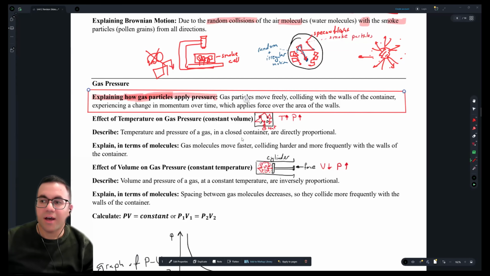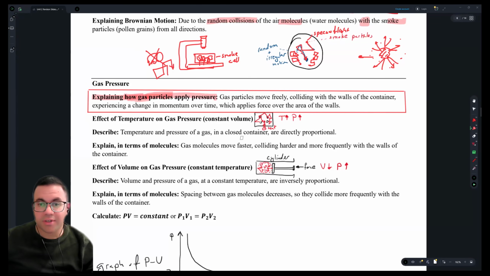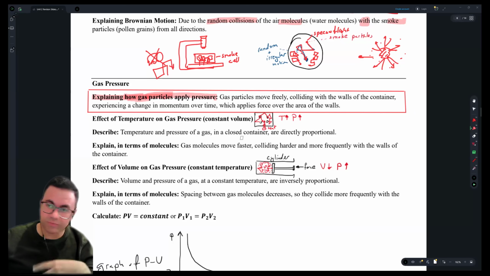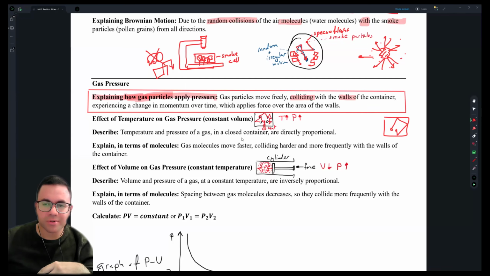What is this? Let's read the description first. So how does a gas apply pressure? Gas particles, as they're moving freely and fast, collide with the walls of a container. Imagine you have a little gas particle trapped inside a box. As it's moving, boom, boom, boom, it keeps colliding.